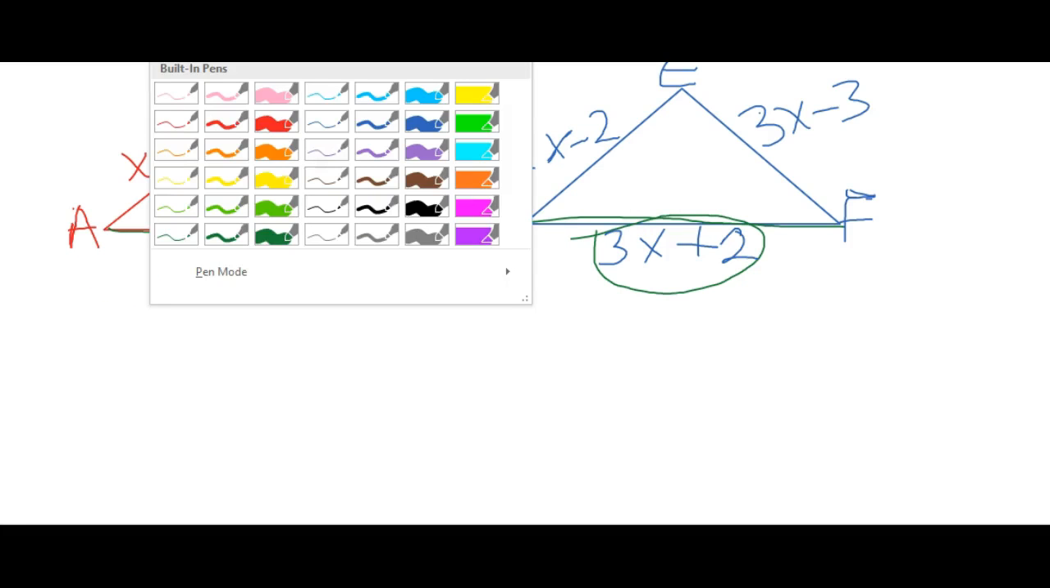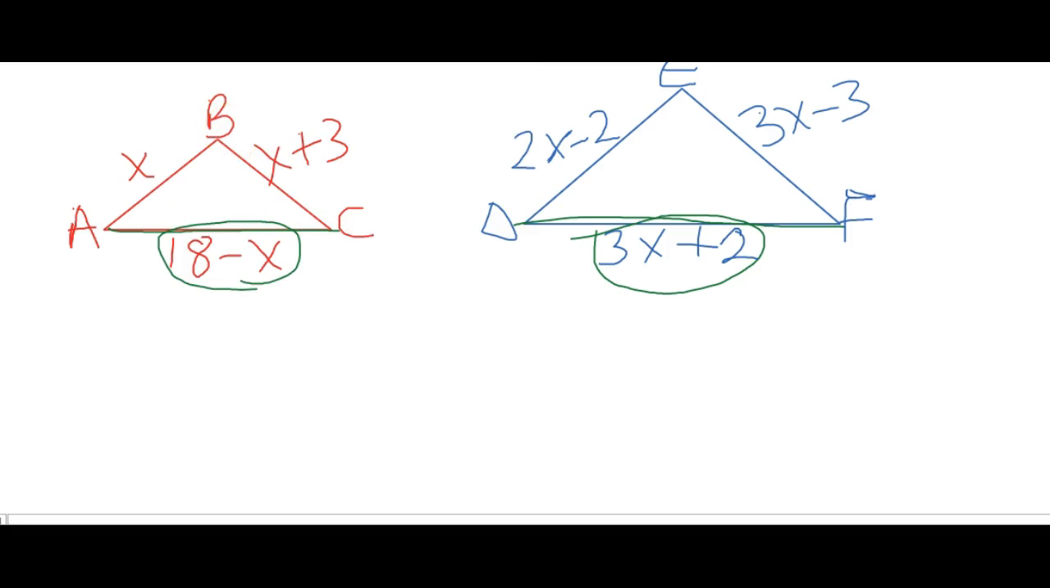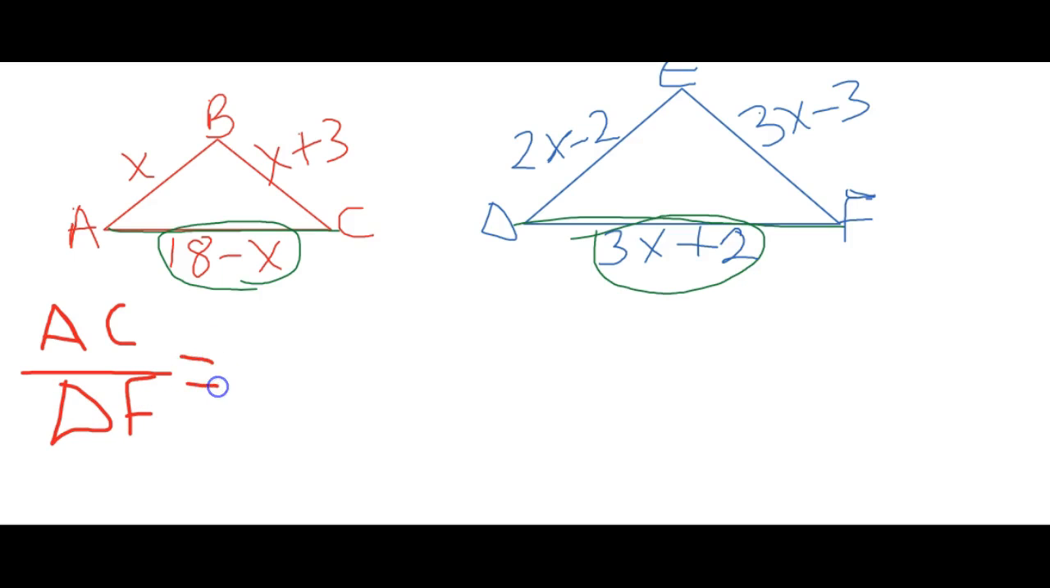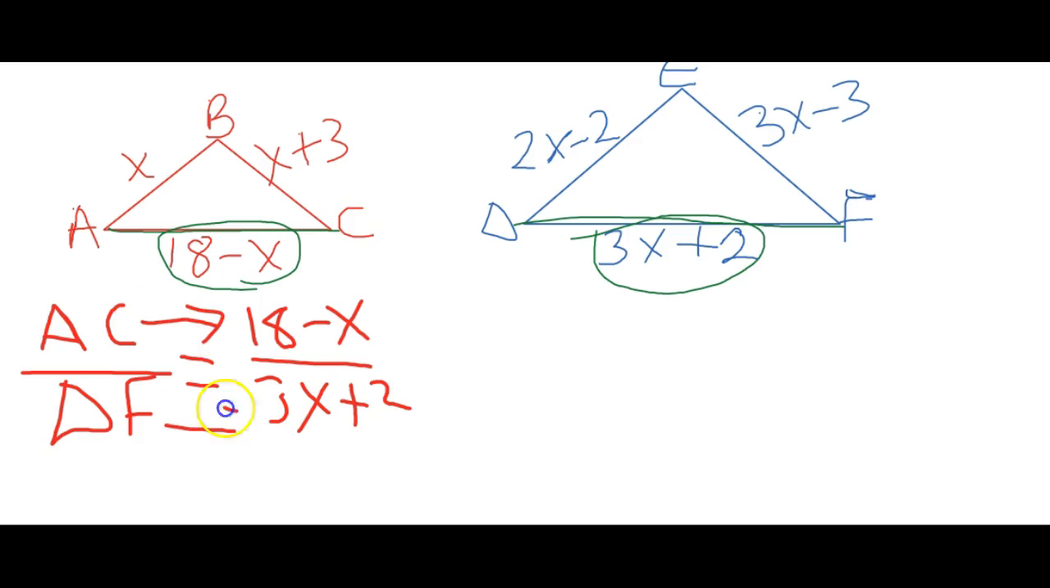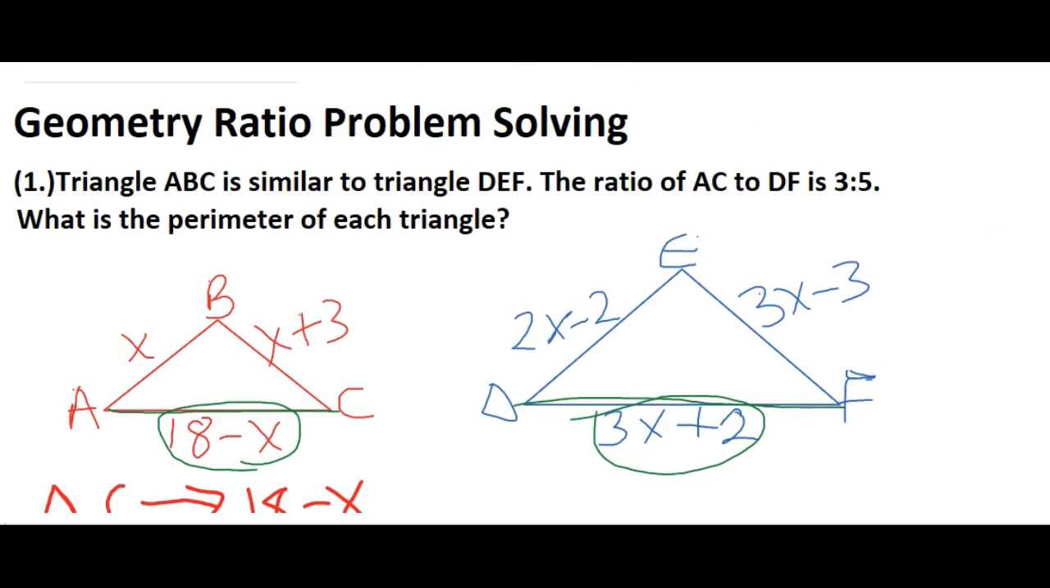Okay, let's take the big one. So AC over DF, right? That's the corresponding side. It is going to equal 18 minus X over 3X plus 2, right? So that AC has to go for that, and this has to go for that. And this is still equal to the 3/5 we are given. So the ratio is 3:5.